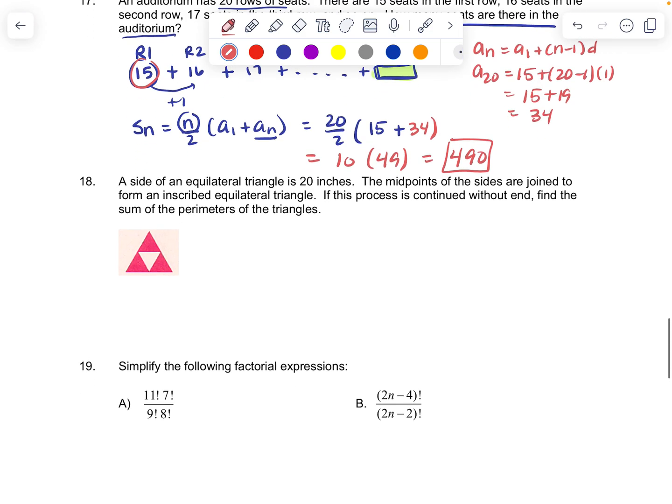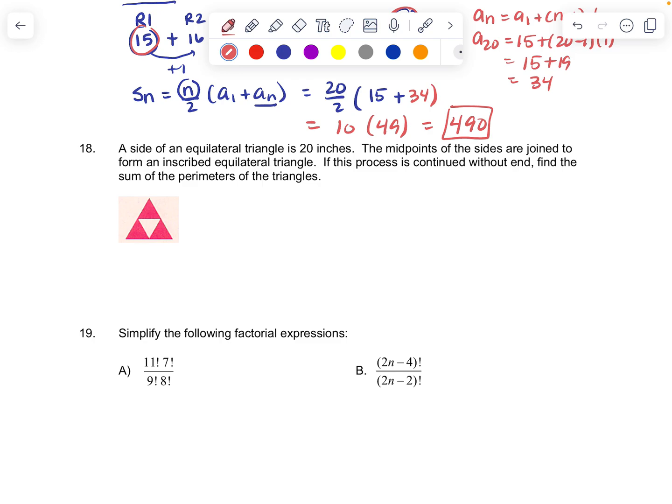Okay, number 18. A side of an equilateral triangle is 20 inches. So you guys, let's draw this out a little bit bigger. What does equilateral mean? Equilateral means that all the sides are exactly the same. So this is 20, this is 20, this is 20. And then it says the midpoints of the sides are joined to form another inscribed equilateral triangle. So basically, if you take the midpoints, it's going to form another equilateral triangle. And on this one, it says if the process is continued without end, find the sum of the perimeters of the triangles.